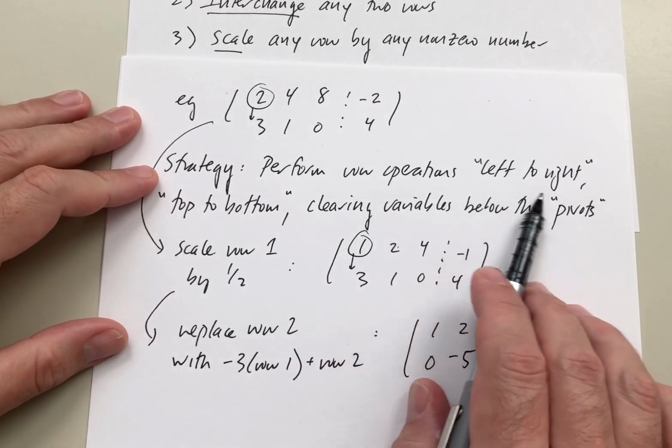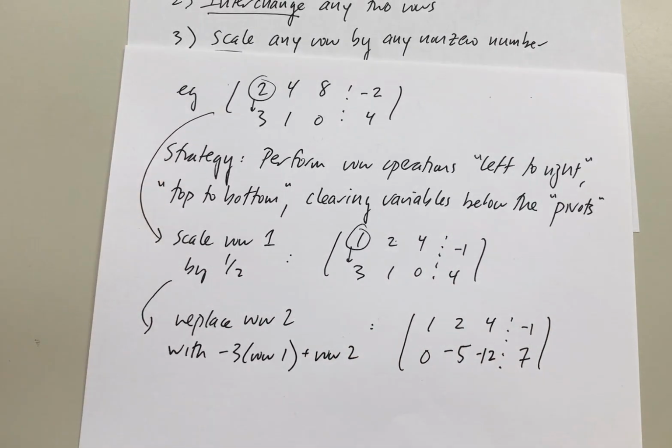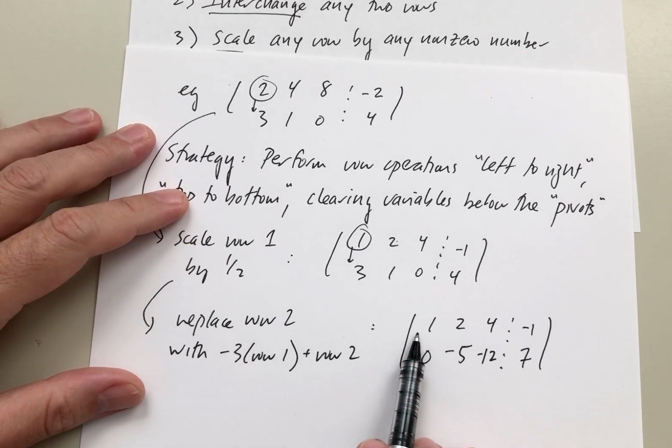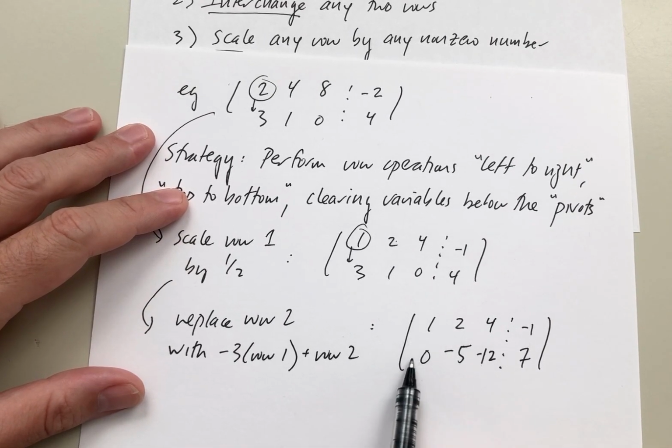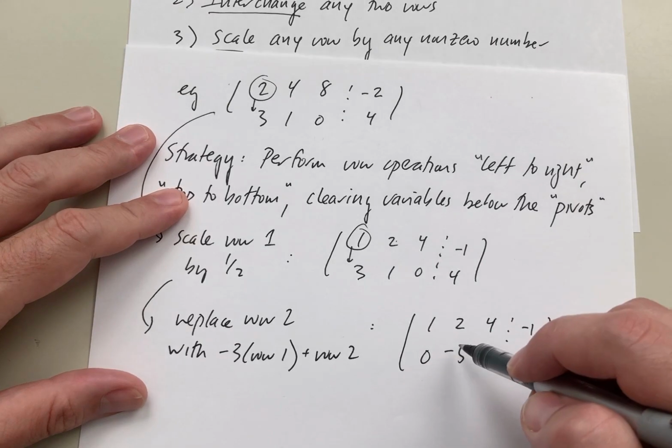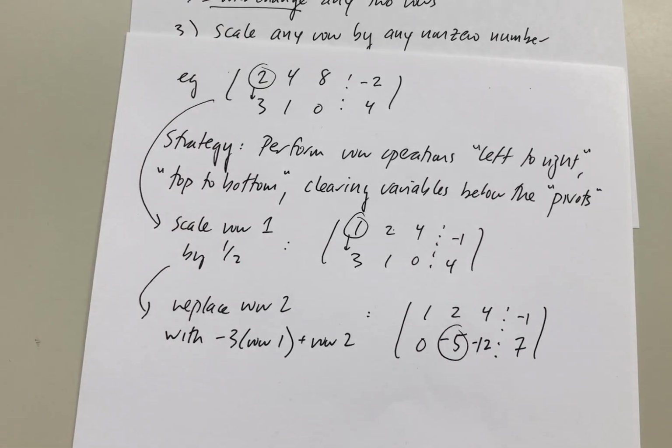Okay, and so this is a small example, but what I would do now is go to the next row. So I'm going left to right, top to bottom, as you would read a book. So if I look at this matrix, I go left to right, the next row is here, I go left to right, the first non-zero entry I see is minus 5.